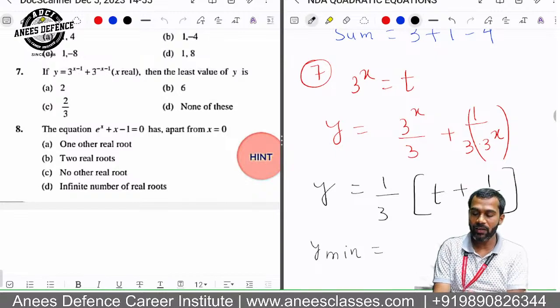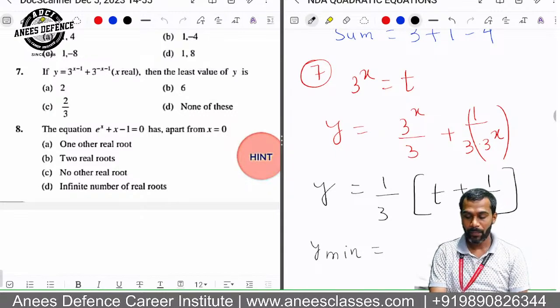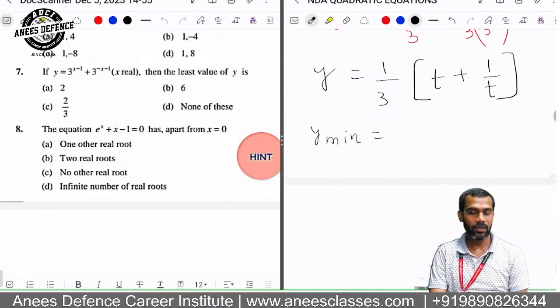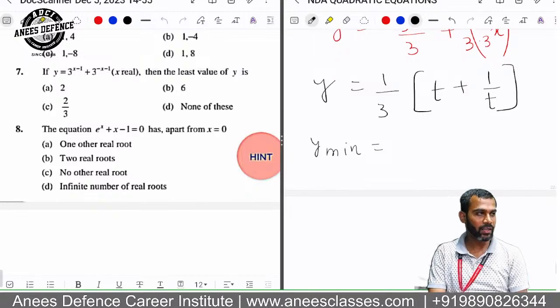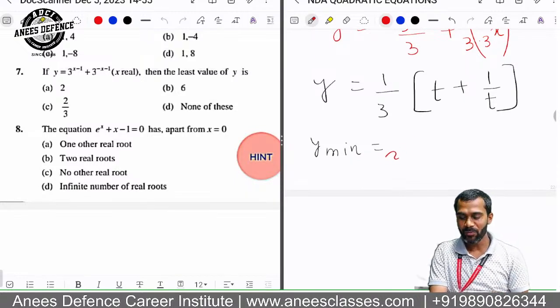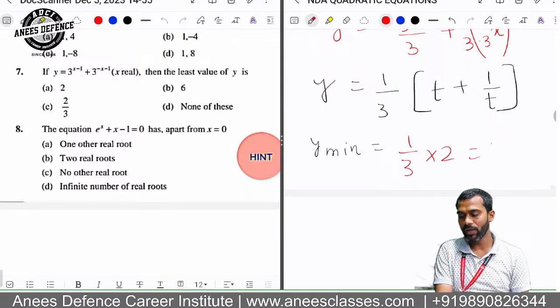How will you put 0? It is t plus 1 by t there. Yes, good. None of these. You are not getting it right because you are putting values of x. Don't put values. Why are you putting values? For y minimum, tell me, have you understood? 1 by 3 into 2, that is 2 by 3.